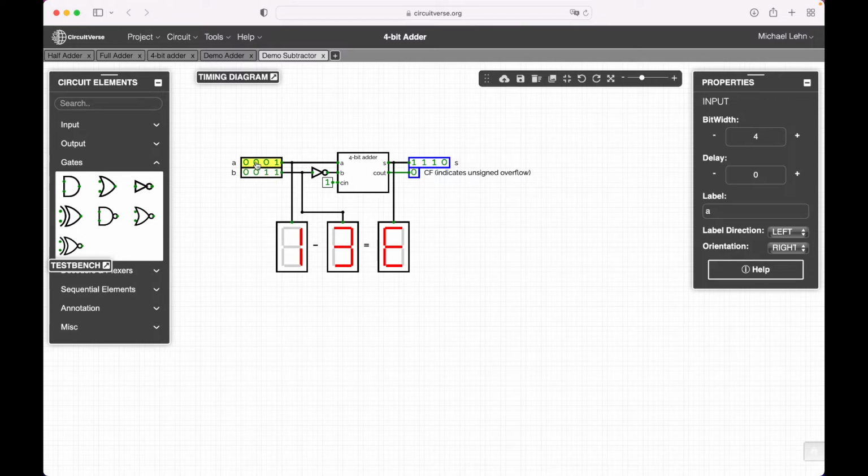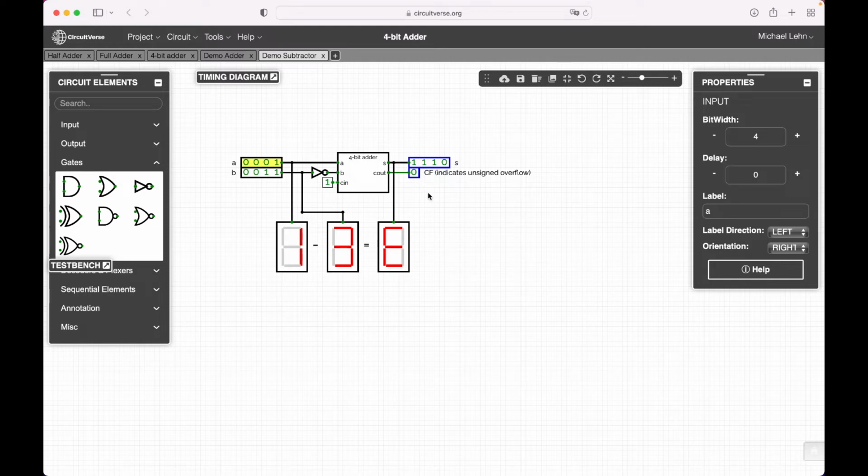Now let's go back to an example where the result can be represented correctly. 5 minus 3 equals 2. And here this flag indicates some overflow, which is actually wrong. I mean, in this case, the result can be represented correctly. So the first assumption, and this actually will be correct, is that we just have to invert the state of this bit to indicate the overflow.